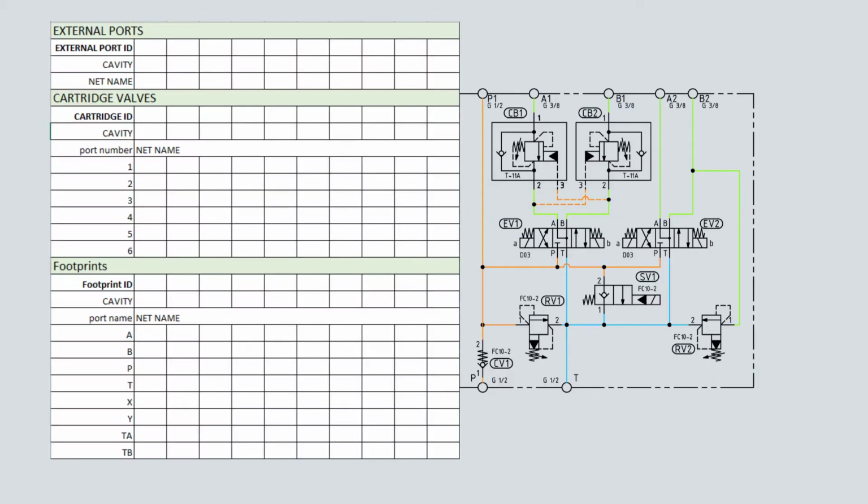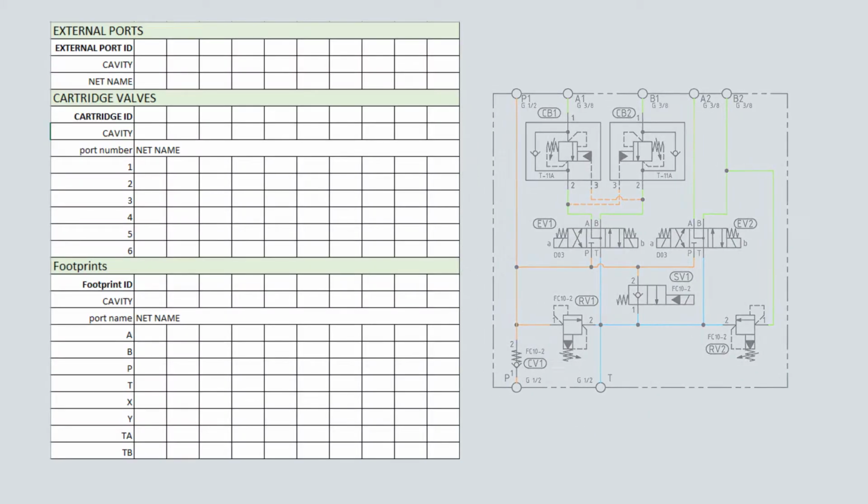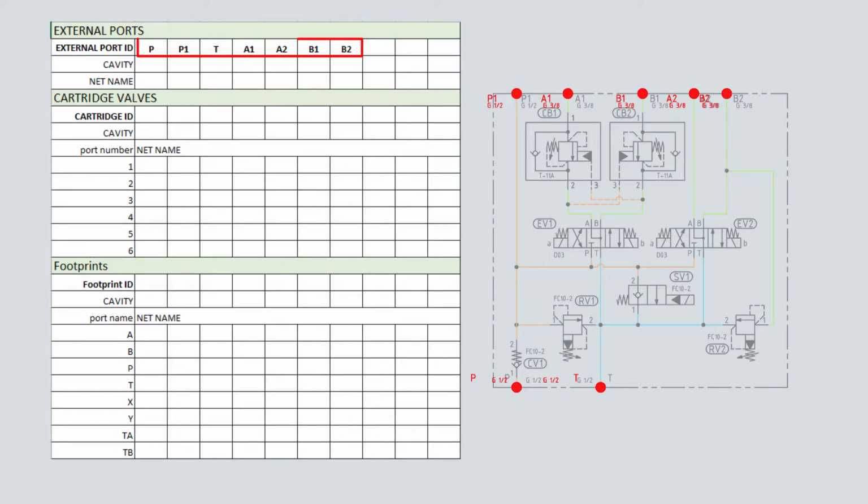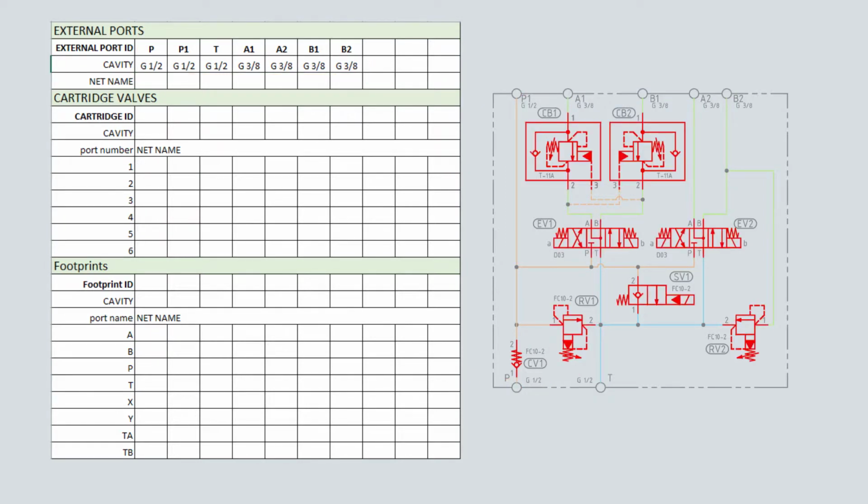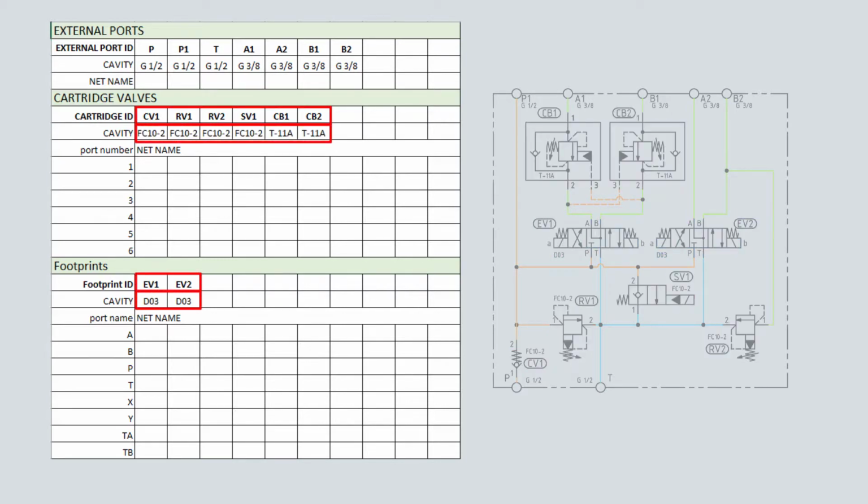To understand MDTools logic, we build a net table. Diagram is made of external ports. We note down port names and sizes. Then we look at components, divided into cartridge valves and footprints, and we note down IDs and cavity names.